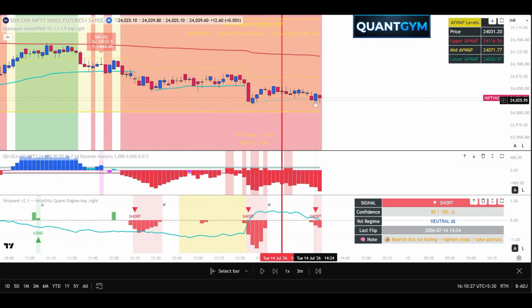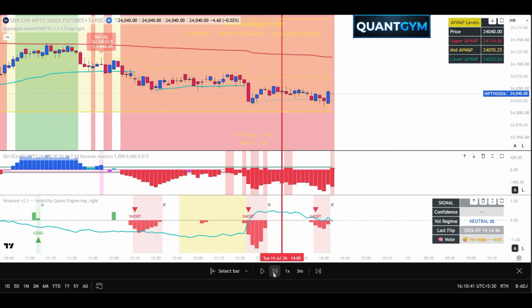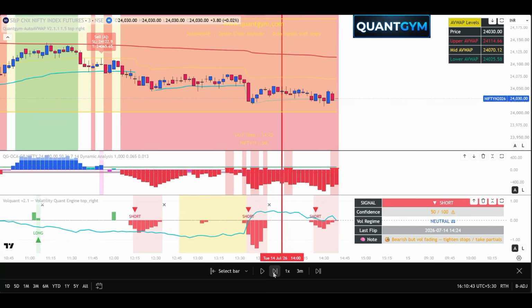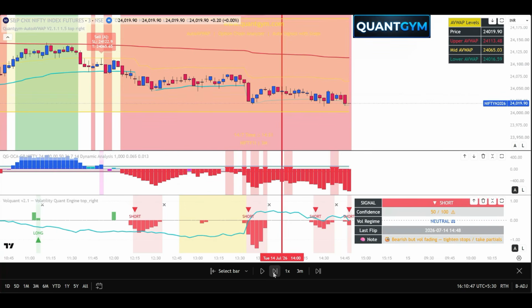OCA is negative. This bar closed below the lower AVWAP. So this is where I'm shorting. If I'm shorting out here at 24,035, your stop loss will be 24,071, which is the middle AVWAP. We are down to 24.16.